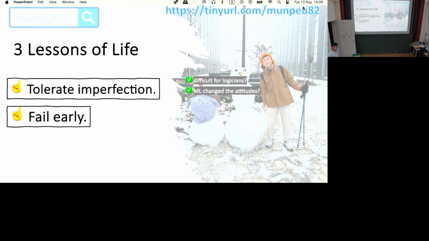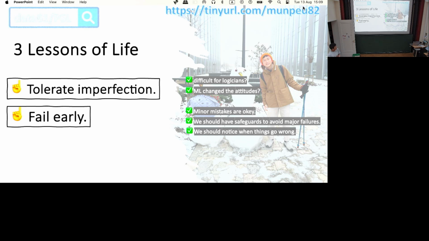And I also learned that we should fail early if we fail. Usually minor mistakes are okay, as long as we can safeguard ourselves to avoid major failures. But we should also try to notice when things go wrong so that we are not going to waste too much resource.